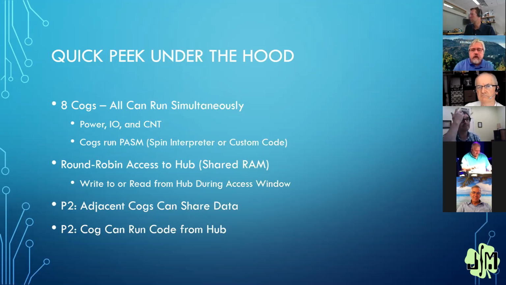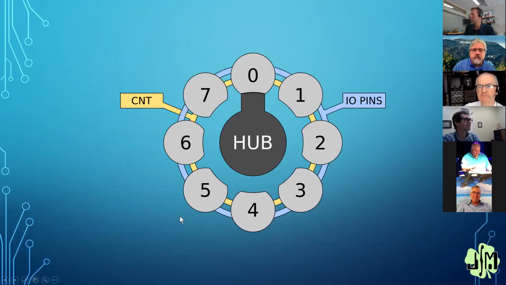The P2 does lots of neat stuff with memory and shuttling things around really quickly, and hub exec is one of those things. So here's a very simple model. You've probably seen graphics similar to this, where you've got the 8 cogs, all of which could be running at the same time. They don't have to be, but they could be. They all have access to I/O pins, which we care about, and to the system counter.